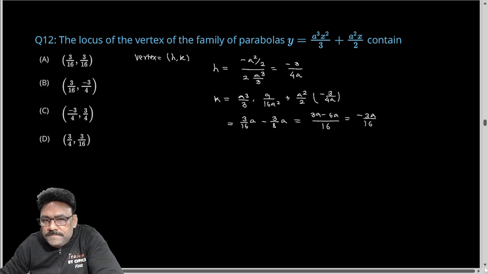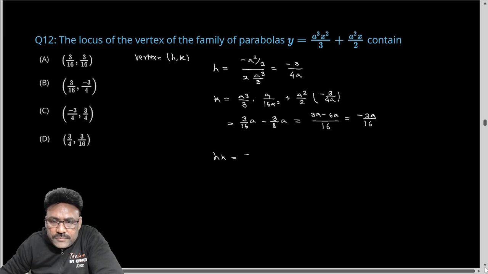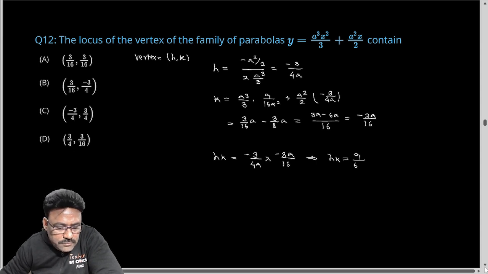H and k. So you can see that if I multiply hk, minus 3 by 4a into minus 3a by 16. So hk is what? hk is 9 by 64. So this is your required locus. The locus is what? xy is equal to 9 by 64.